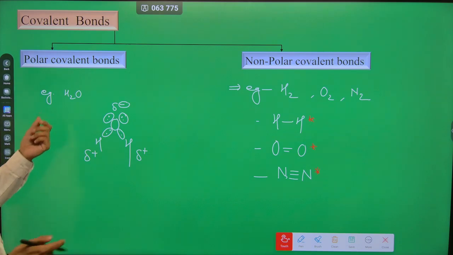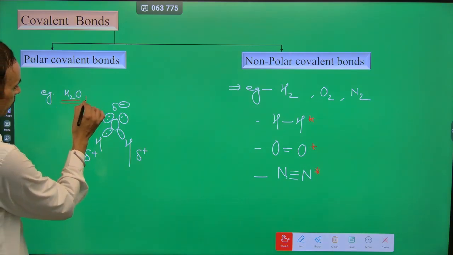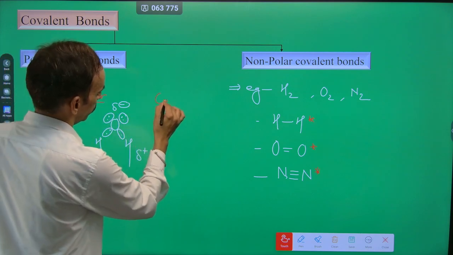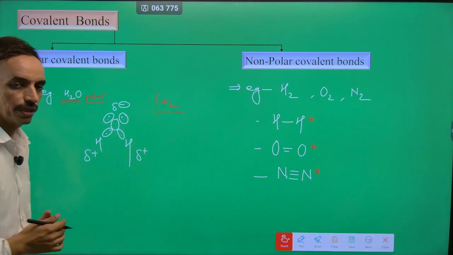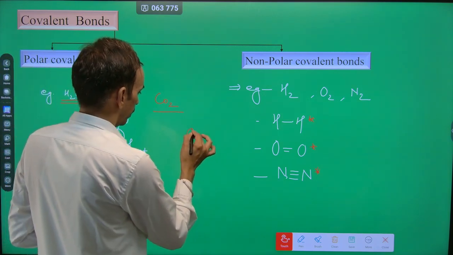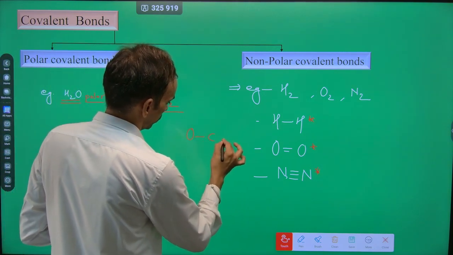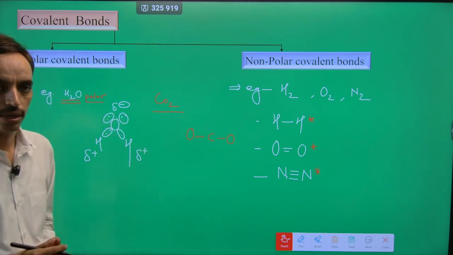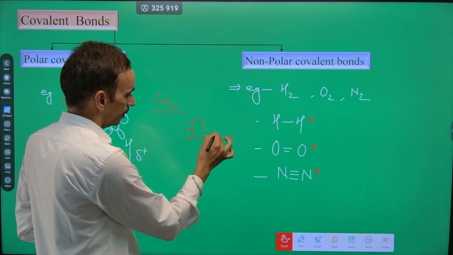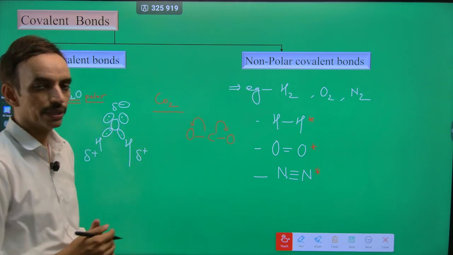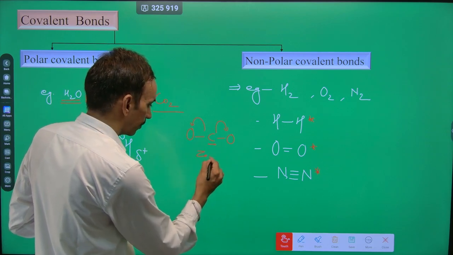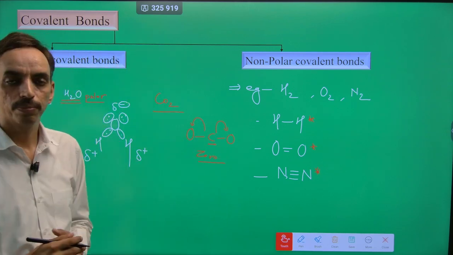Second thing, H2O is polar, while CO2 is non-polar. Why? Because in case of CO2 the resultant force is 0. Both of these oxygen atoms pull the electrons towards themselves, and the resultant force here is 0. That's why there is no polarity.